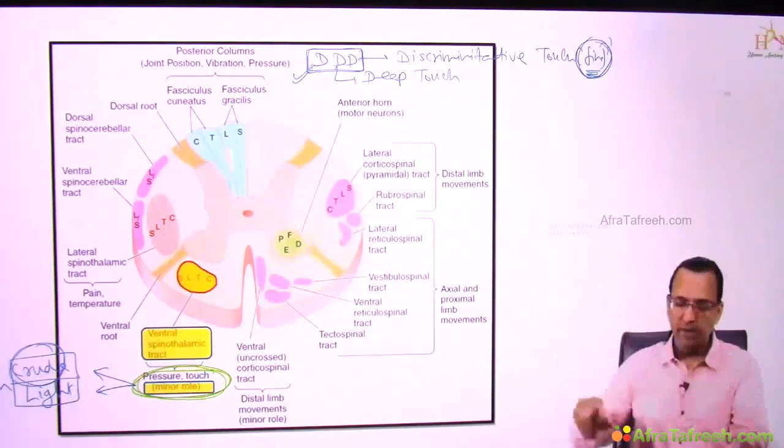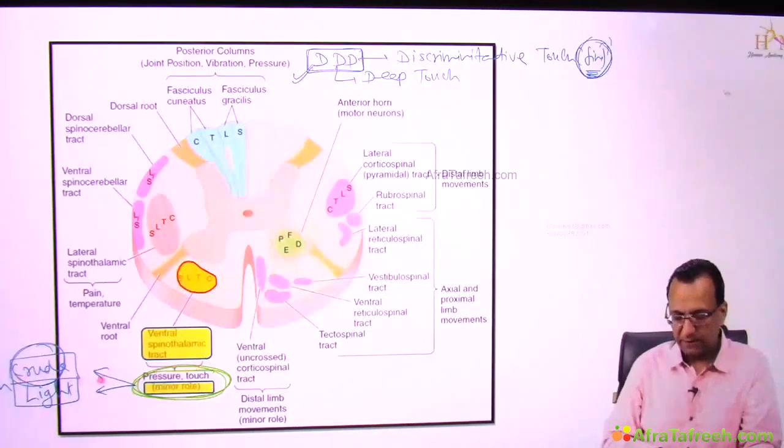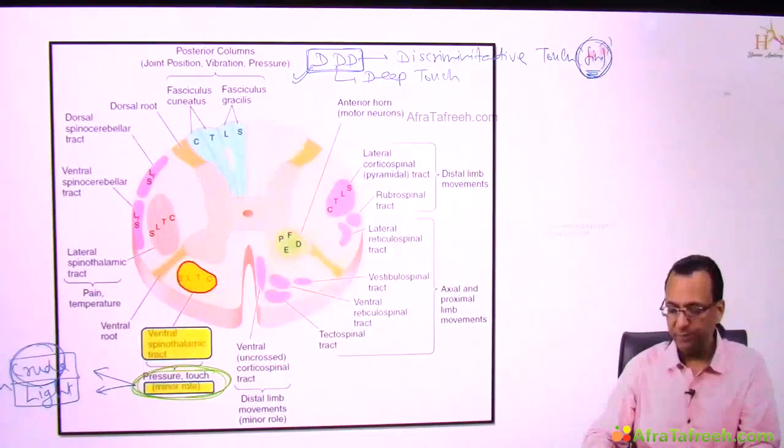So who will carry the crude touch? That is carried by the anterior spinothalamic tract. And who is carrying the fine touch? That is important for two-point discrimination, carried by the dorsal column.